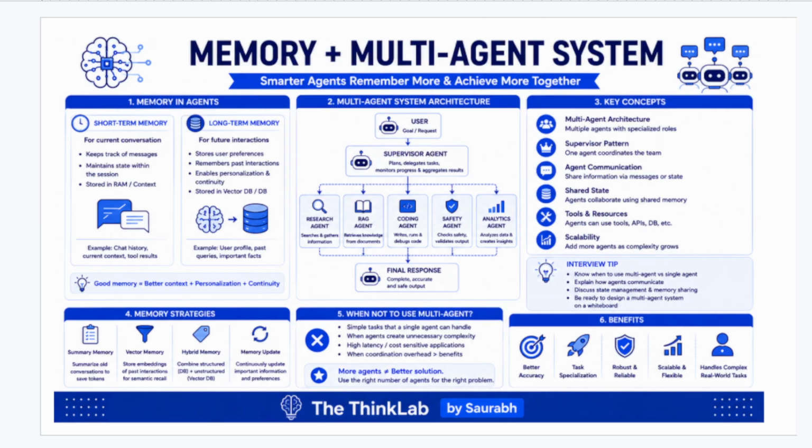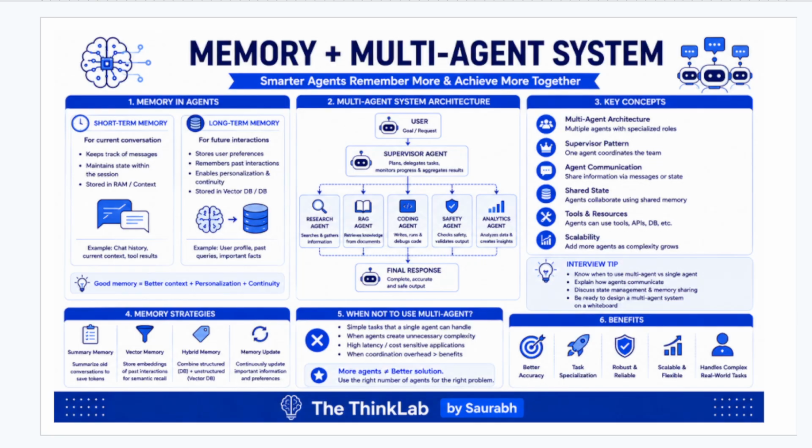Now let's move to the multi-agent system. Imagine that we have a supervisor agent. The supervisor receives the user request, then it delegates tasks to specialized agents. We might have a research agent, RAG agent, coding agent, safety agent, right? And an analytics agent. Each specialized agent has a specific responsibility, and the supervisor coordinates the process. This is commonly called the supervisor pattern. So let's discuss communication. Agents may communicate through messages.